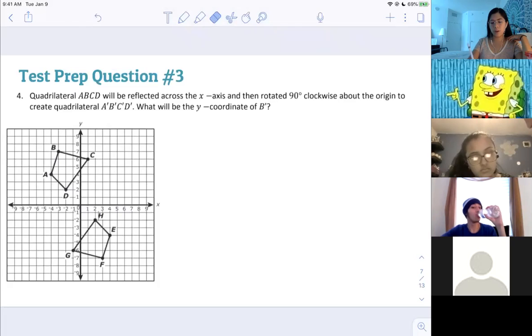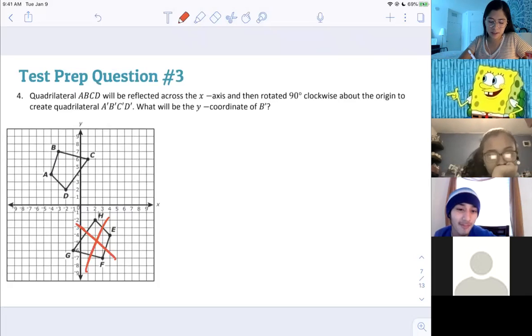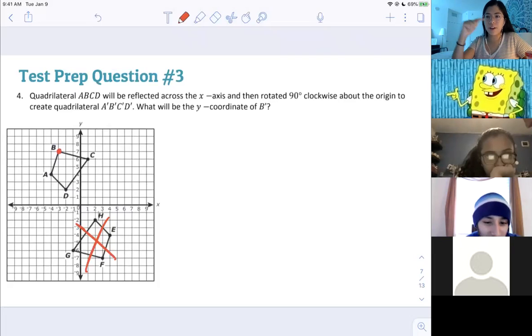Perfect. So we're no longer looking at this quadrilateral. We're just starting off with ABCD. And we want to know what's going to happen when you reflect it across the x-axis and then rotate it. This question is really good because if you have a whole quadrilateral on a test and you're doing two things to that whole figure, sometimes it's easier to just pick one point and figure out what happens to that one point, and that's going to help you figure out all the rest of the points. So we're going to do this together.